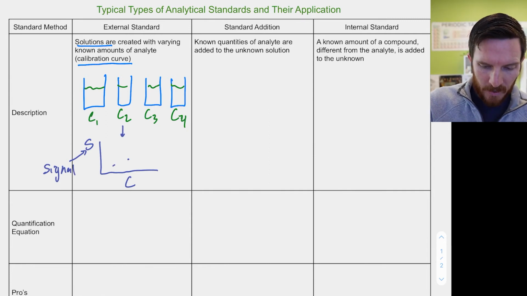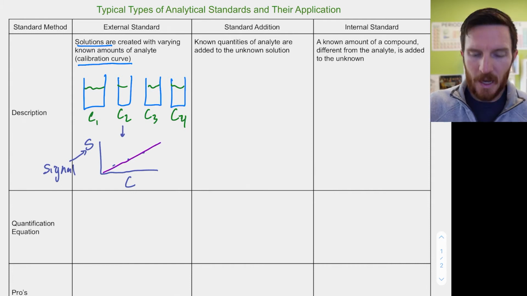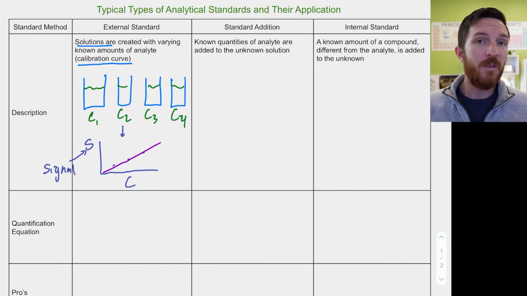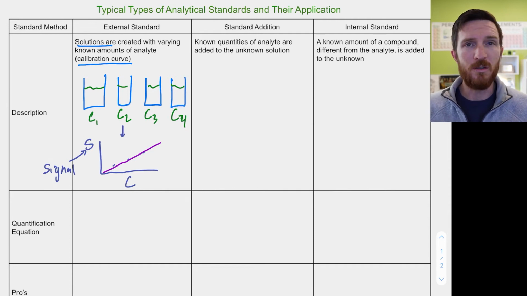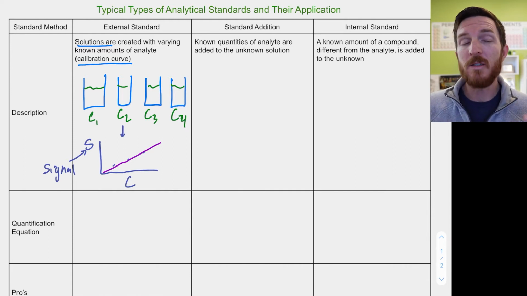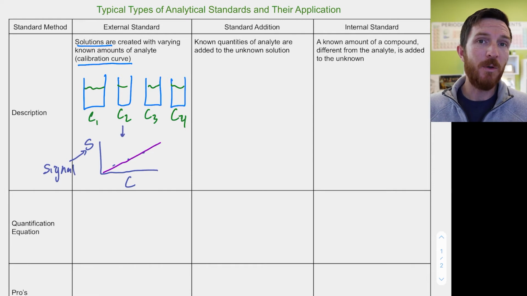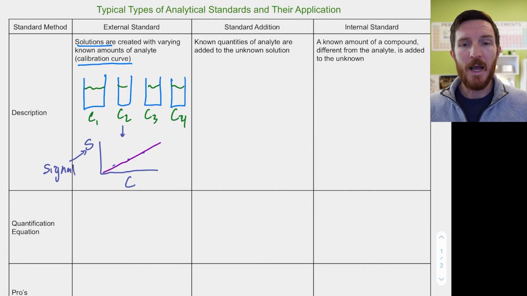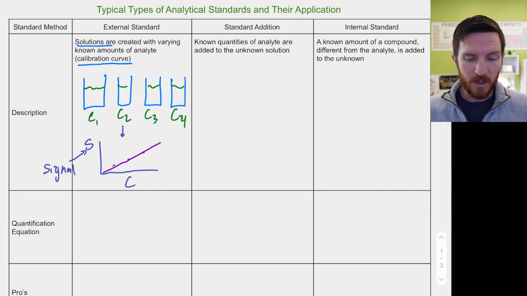We will then plot these different solutions, and we will get a linear regression line from those. We can then use that in various ways. We can use the slope, and we can use the y-intercept if it's a specific thing that we're looking at. So we make specific solutions that don't contain our sample, right? We're looking at an analyte, we make these external solutions that don't contain our sample, and then we collect a calibration curve.